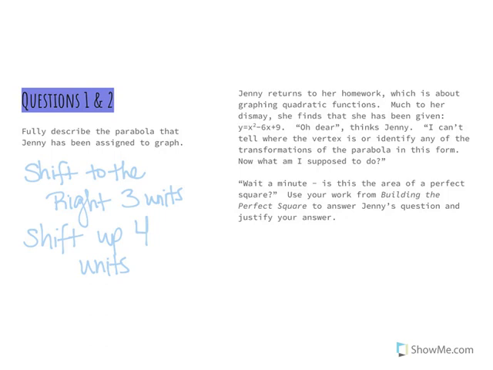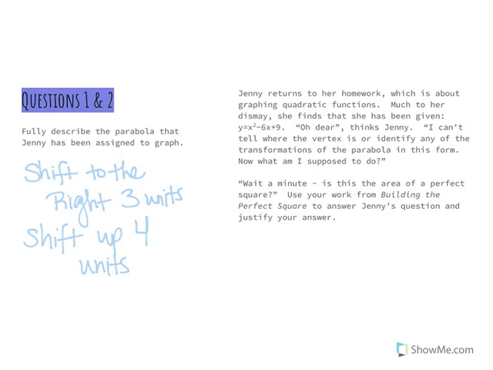So she returns to her homework, which is about graphing quadratic functions. Much to her dismay, she finds that she's been given x squared minus 6x plus 9. Oh dear, she thinks. I can't tell where the vertex is or identify any of the transformations of the parabola in this form. Now what am I supposed to do? She says, wait a minute. Is this the area of a perfect square? So we're going to use our work from building the perfect square to answer Jenny's question and justify our answer.